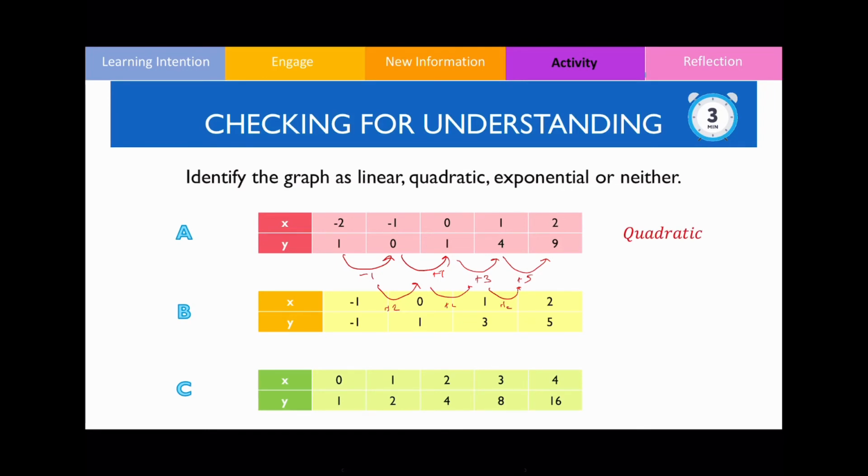For part B, we can clearly see that it increases by positive 2 each time. So therefore, this is an example of a linear relationship. And for the very last example over here, this is actually multiplying by 2 every single time. So therefore, this is an example of an exponential relationship.